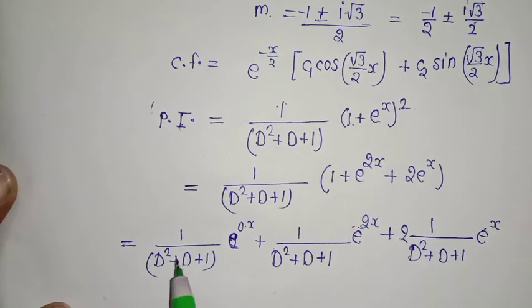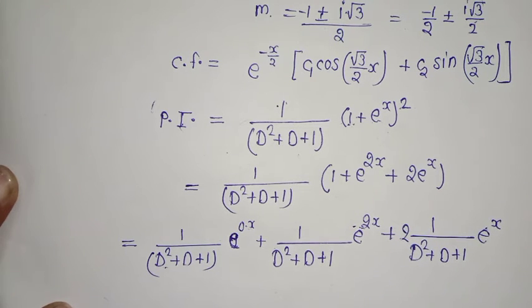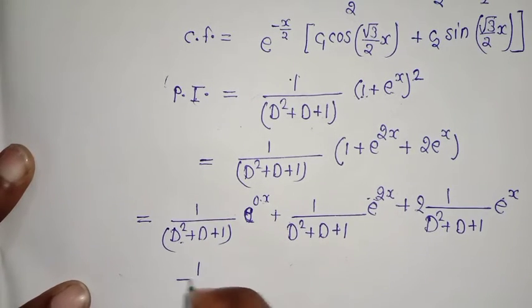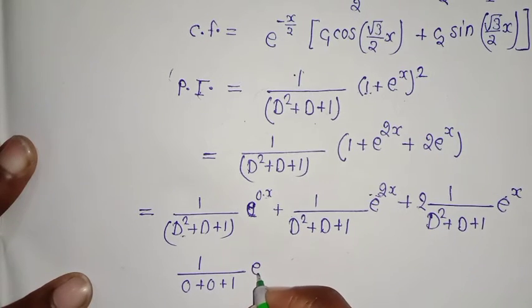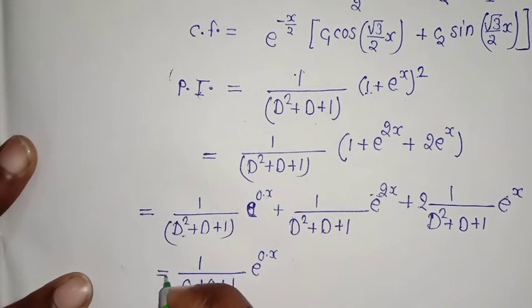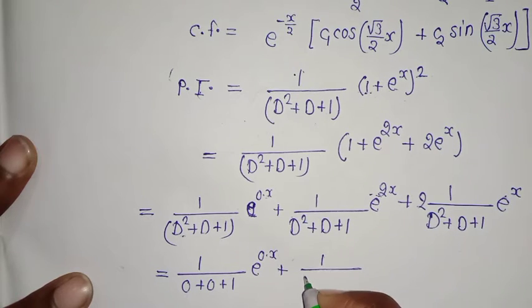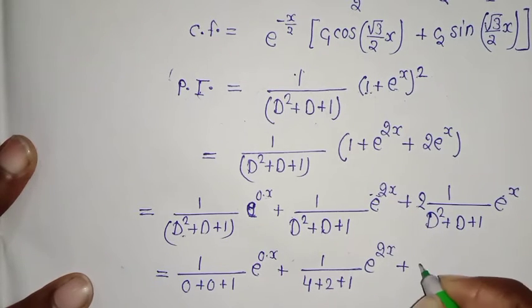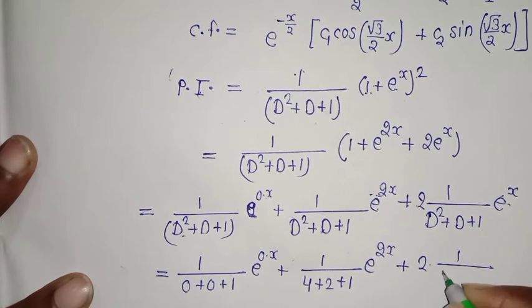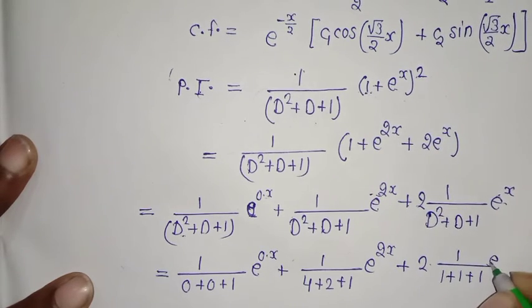So we can put at the place of d, because we were replacing f of d by f of a, so we have to replace d by 0 here, and d by 2 here, and d by 1 here. So I am going to write that. So it gives me 0 plus 1 into e raised to power 0 into x, whose value is 1, plus 1 by 2 square, that is 4, plus 2 plus 1 e raised to power 2x, plus 2 into 1 by 1 plus 1 plus 1 into e raised to power x.